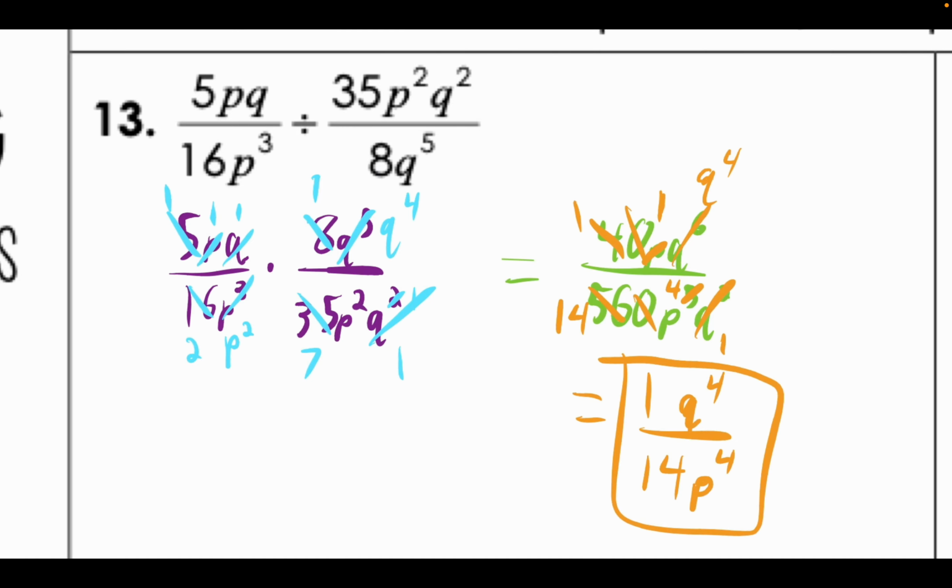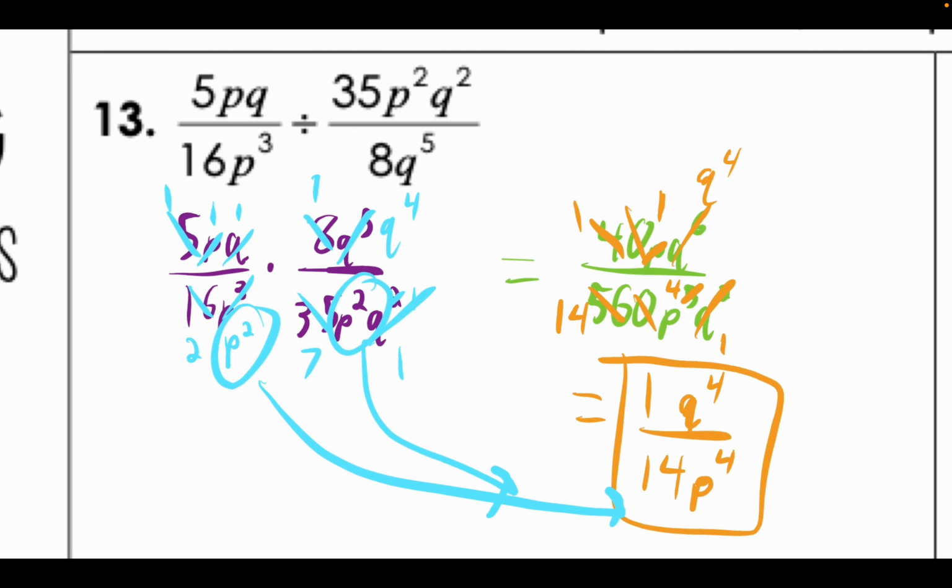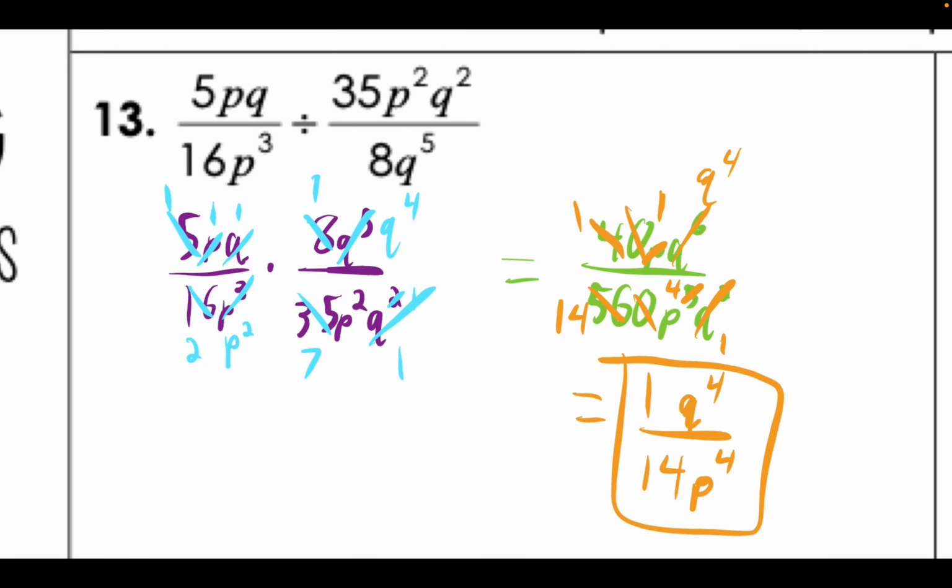And so now I still have my q to the fourth on top. Still have the option to write a 1 there. I have 2 times 7 giving me 14. And I have p squared and p squared giving me p to the fourth on the bottom. So regardless of whether you go with the blue, cross-reducing and vertically reducing, or the green, then to the orange, it gets the same result regardless.